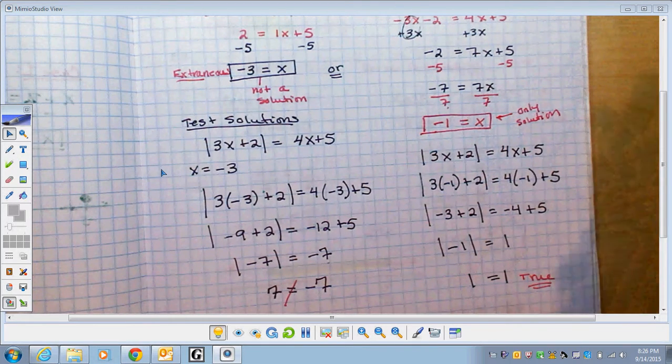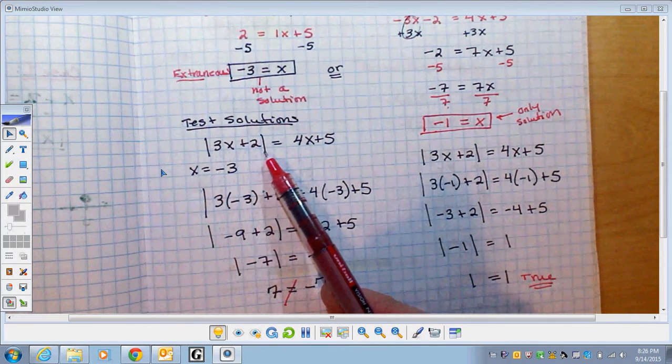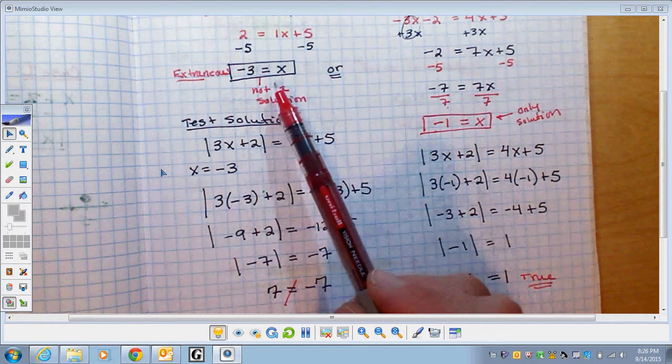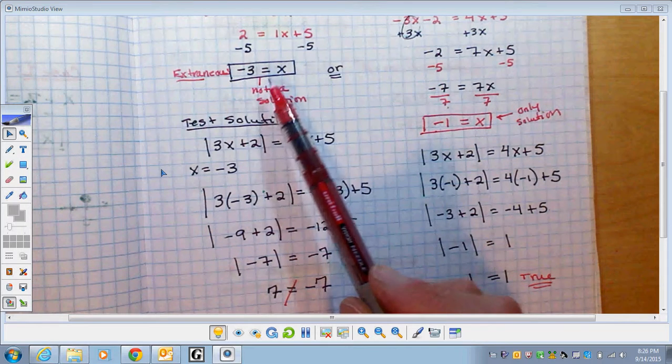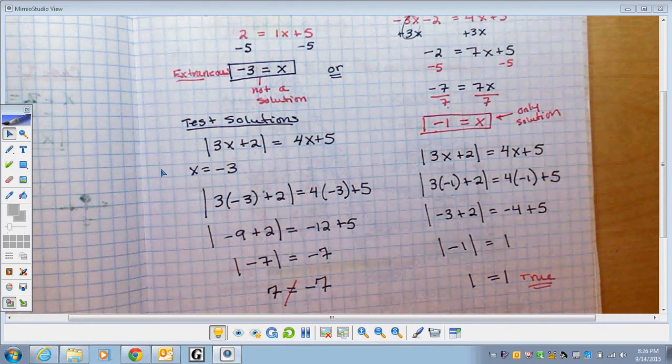So you have to be careful when you're solving absolute value equations where you have an absolute value expression equal to another expression, because there's a possibility that one of those answers is lying, and you've got to figure out which one it is.